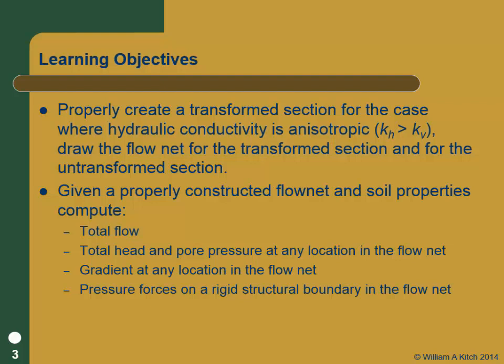That last bullet is the most important. Given a properly constructed flow net and the soil properties, you need to be able to interpret it. I'm not going to ask you to draw any flow nets in this class. We will talk about transformed sections and how to deal with hydraulic conductivity that's anisotropic. We just got through last lesson talking about why we almost always have a different horizontal hydraulic conductivity than vertical hydraulic conductivity. So it's a very, very common situation to have, and I'll show you how to deal with that.